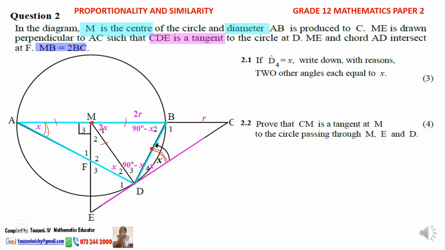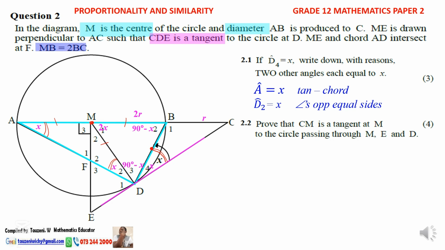But angle A is also equal to angle D2. Angle A is equal to D2 because of angles opposite equal sides from isosceles triangle AMD. So we have already the answer for question 2.1. A is equal to X by the tan chord theorem, and D2 is equal to X, angles opposite equal sides. That is our answer for 2.1.